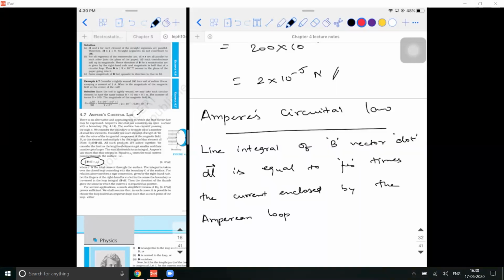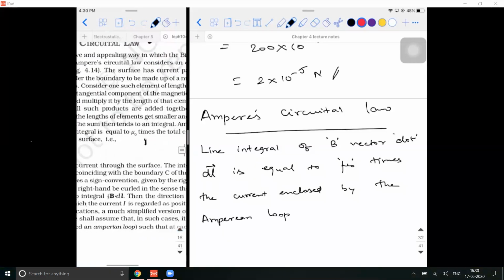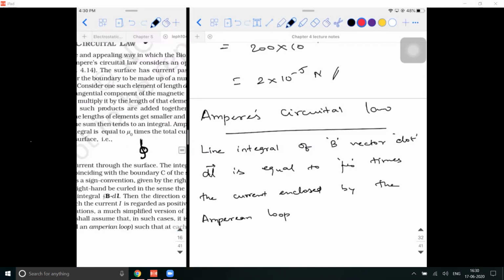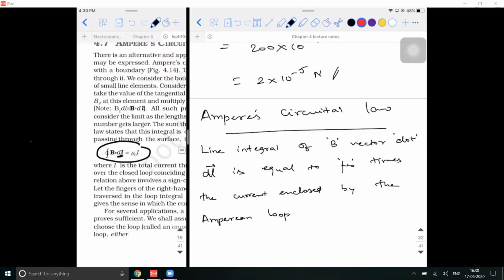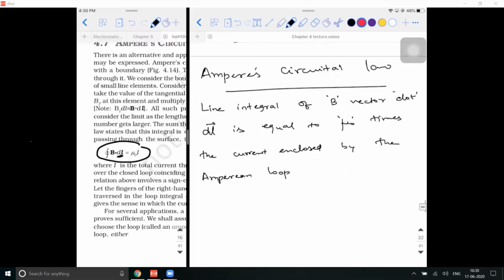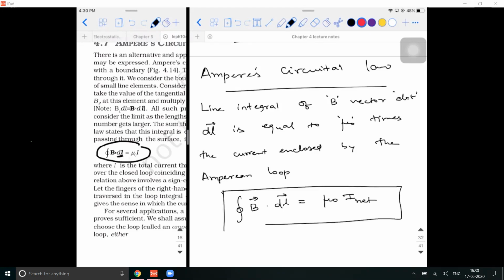So the line integral of B vector dot dl vector is equal to mu naught times the current enclosed by the Amperian loop. They will use the word line integral, but still they will put a symbol like this. So don't get confused, because you are integrating with respect to a one-dimensional value, we are calling it a line integral. Whereas in Gauss law, you integrate with respect to area. You write it as E dot ds, so that's why it's called a surface integral. Here it is a line integral. So mathematically, the line integral of B vector dot dl vector will be equal to mu naught times the current enclosed by the Amperian loop. I can either write it as I net or I can write it as I enclosed.